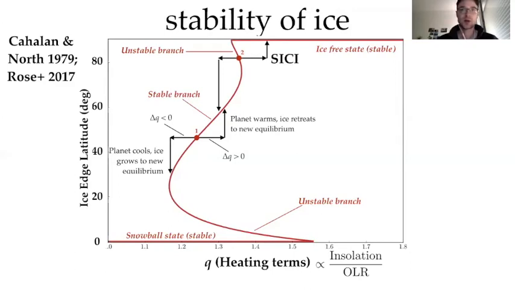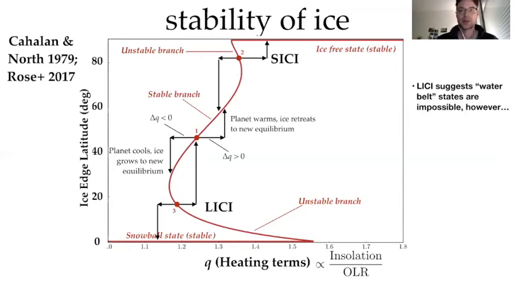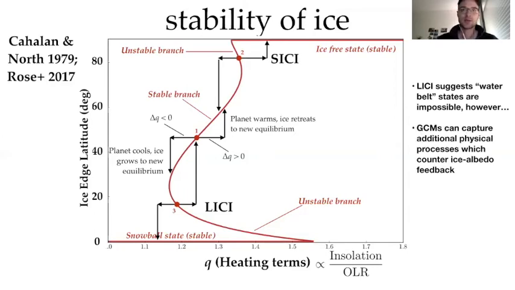This is the small ice cap instability. We see the same thing at point 3, where we have the large ice cap instability. Now, the large ice cap instability suggests that water belt states are not possible for climate. However, in GCMs, which capture many more processes that may be able to buffer the ice albedo feedback, it has been shown that water belt states can be stable down to lower latitudes than you would expect with the EBM. So this is one potential limitation of EBMs, that we sort of overestimate the importance of the ice albedo feedback.